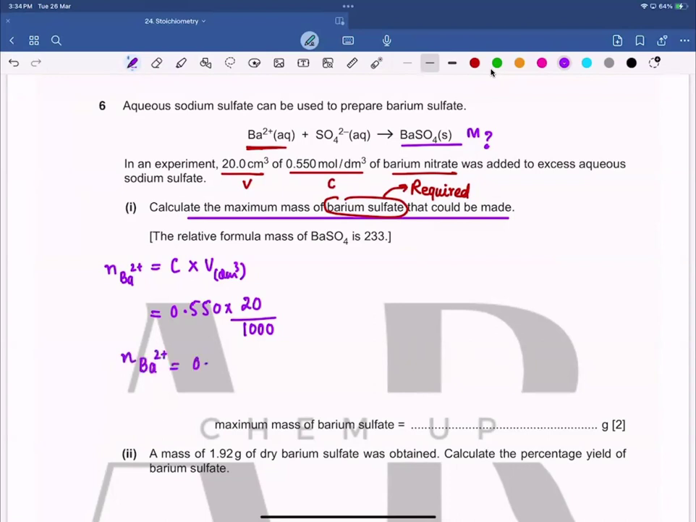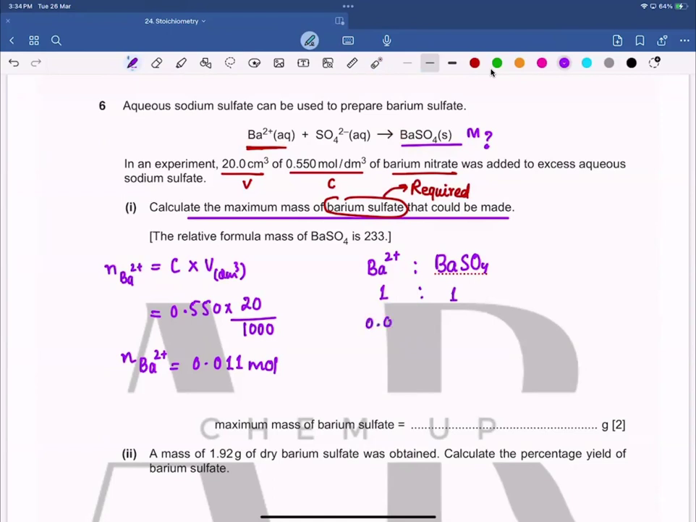0.011. 0.011 mole. Okay. Now, what will be my second step? To take the mole ratio of the given and the required. Given is the barium ion and required is the barium sulfate, right? So, in the equation, if you look, what is the ratio between these two? 1:1, because there are no coefficients. It means there is one mole over here. There is also one mole over here. So, the ratio is 1:1.